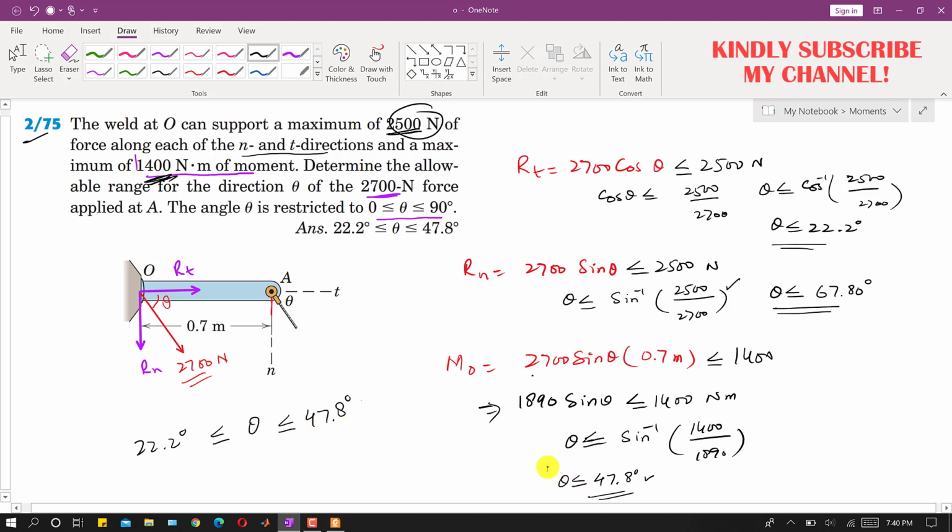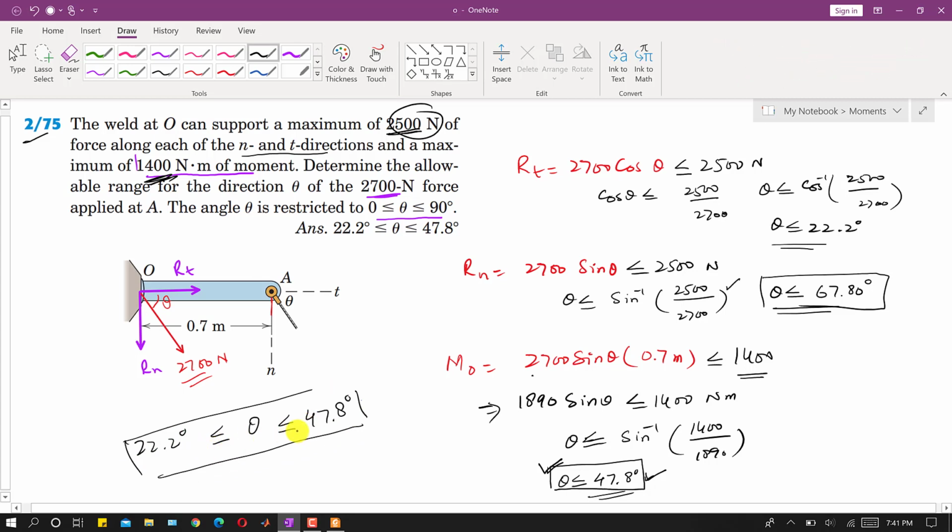If this theta exceeds this value, then this moment will exceed this 1400 Newton meter, right? So this is the upper boundary, the upper constraint. If we consider this theta, then already this theta comes in range, so this puts the upper constraint on this theta. So theta must be from 22.2 degrees to 47.8 degrees, right? So theta must not exceed these two values. So this is the solution of this particular problem.